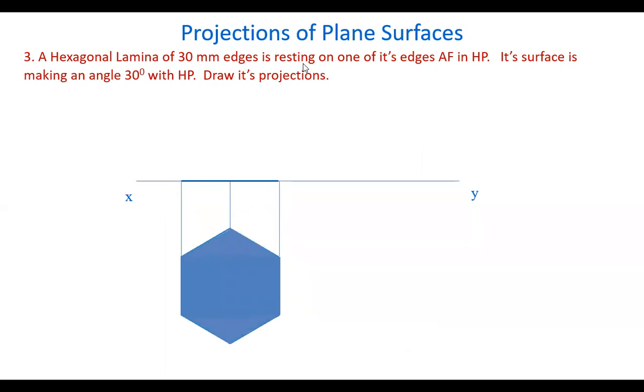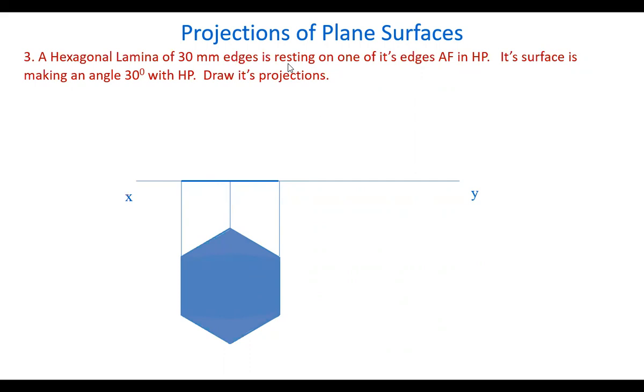Because we want something in the horizontal plane, the plane is taken in the horizontal plane itself. Now, its surface is making an angle with the HP. That's why we have actually taken the plane in the horizontal plane. Okay.